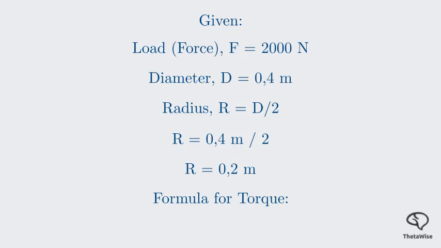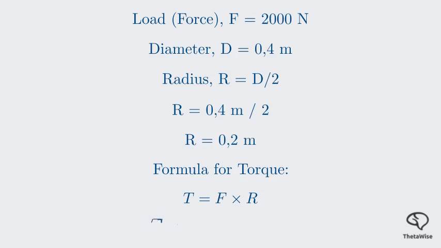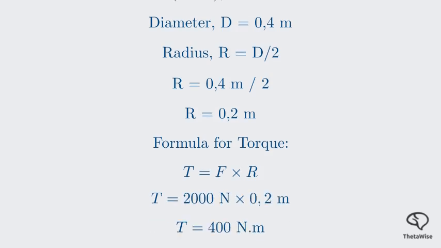The formula for torque, represented by the Greek letter tau, is T equals F times R. Torque is a rotational force, calculated as the force multiplied by the radius at which it's applied. Substituting our values, T equals 2,000 newtons times 0.2 meters. This gives us a torque of 400 newton meters. This means the load creates a turning effect of 400 newton meters on the axle.